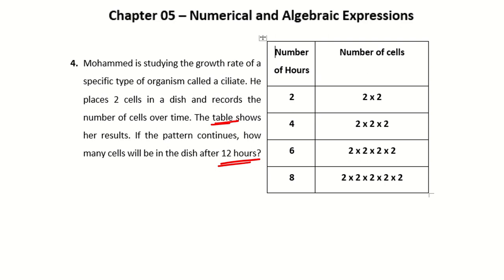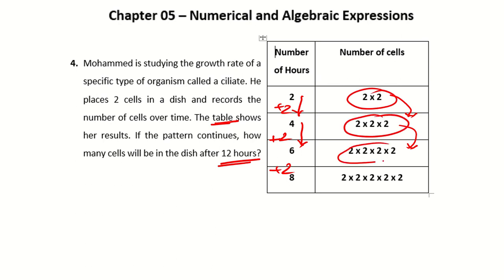So you see here, the number of hours is increasing by 2. Every time you make it plus 2, you will get another number. And here the multiplication is increasing by just 1 time. Here it is 2 times. Here it is 3 times written 2. Then 4 times. Then 5 times. So when you make plus 2 here, you will get 10.